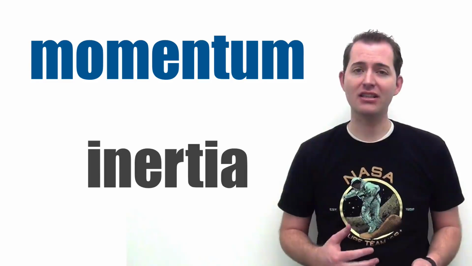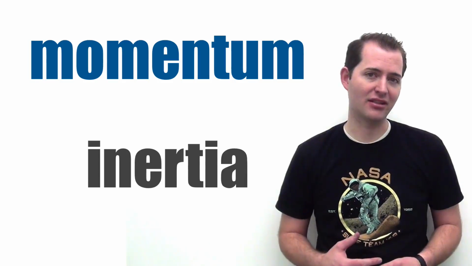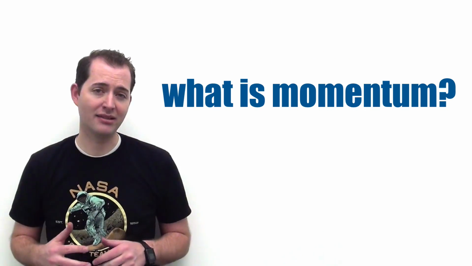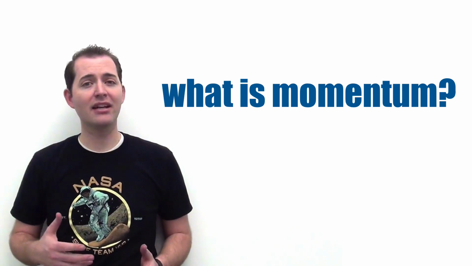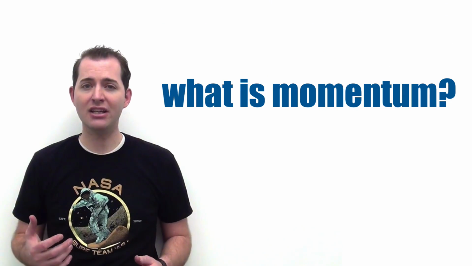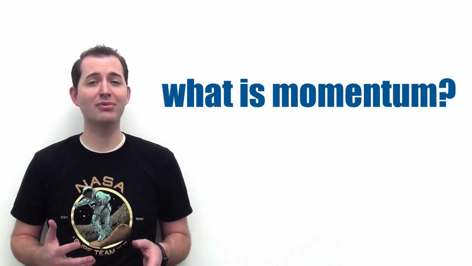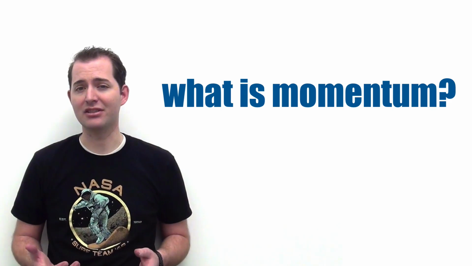We're going to look at two properties, momentum and inertia, and how these are related to each other. Let's start by defining momentum. Now, momentum is a word that we hear fairly often in our everyday language, and its everyday definition is pretty similar to its physics definition.